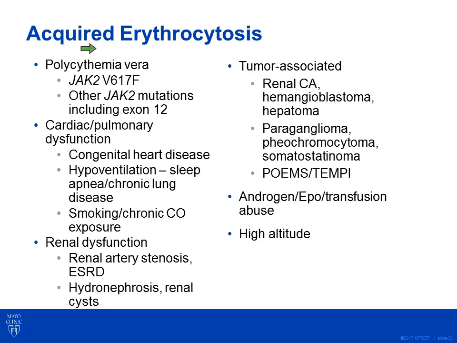So going back to our big table on acquired erythrocytosis, I just want to point out that if you look at the items on this list, talking about cardiac and renal or tumor-associated, with a good history and physical, a good examination, maybe some supportive testing, you should have a pretty good idea with most of the things on this list what might be causing the erythrocytosis, or the erythrocytosis is a manifestation of one of these diseases.